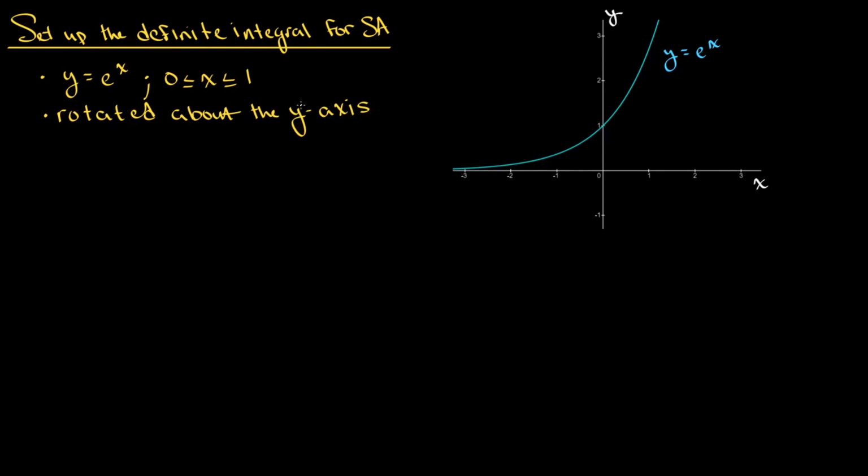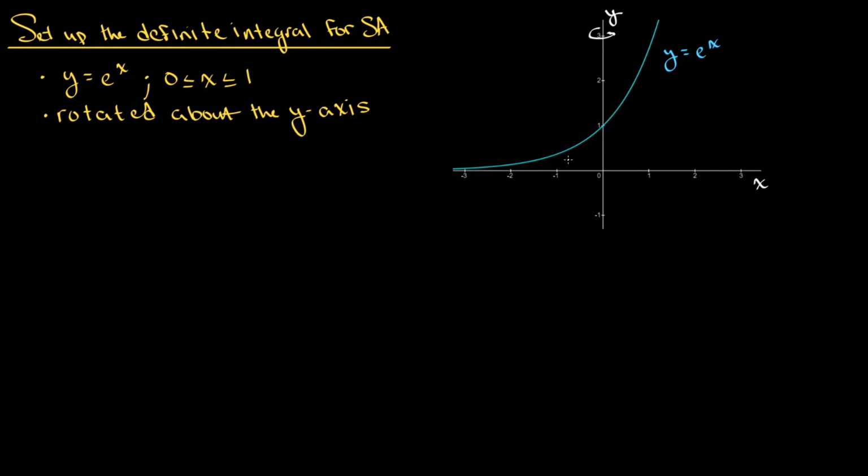Continuing to work with surface area and how we can use integration to compute that. I have this curve here, y is equal to e to the x, and we're interested in x from 0 to 1. And what I want to do is take this curve and rotate it around the y-axis now. Rotate this guy around the y-axis.